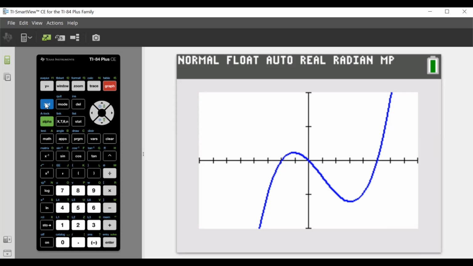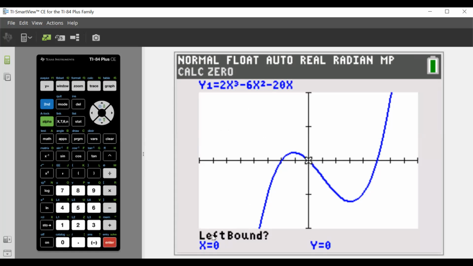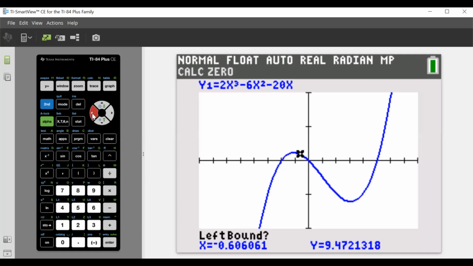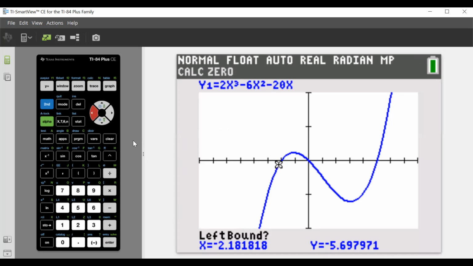So what we have to do is hit second, and then we see this calc up here, so we hit second trace, and we want a zero, so we go down to 2 and hit enter. Now it's asking, what is your left bound? Well, if we're going to do this left one first, our left bound has to be on the left side of where that crosses. So our left bound would be here. And if you notice, it's negative. So we'll go ahead and say enter.